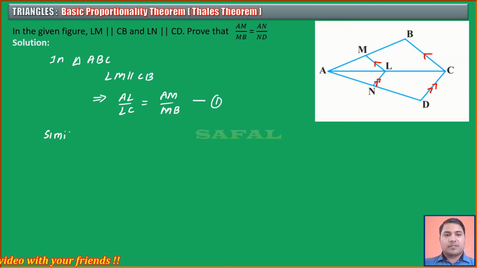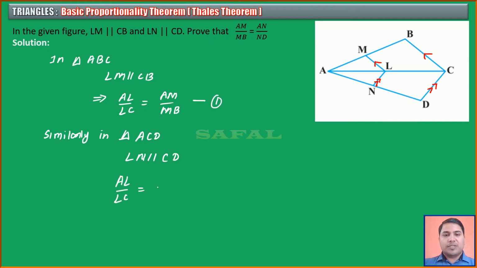Similarly, in triangle ACD, I can see that LN is parallel to CD. So again using Thales theorem, I can say that AL by LC will be the same as AN by ND, right? So using Thales theorem, I am writing this.